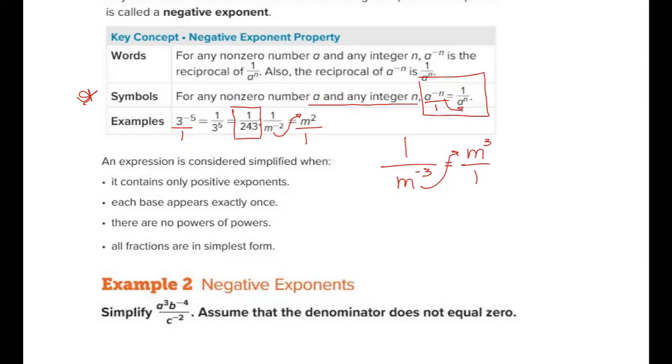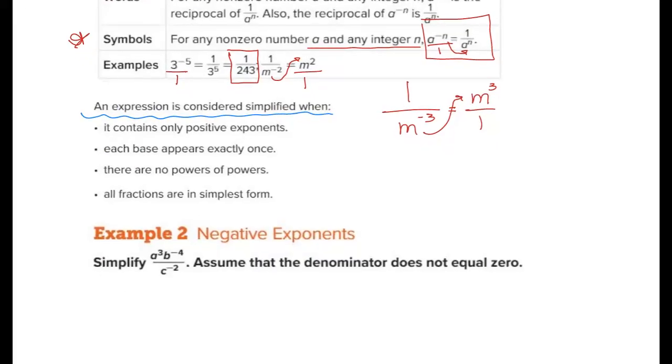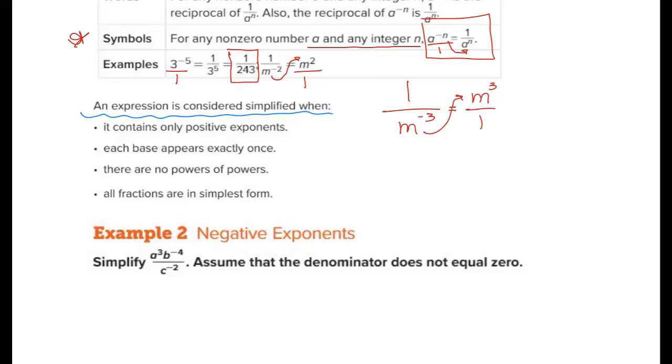All right, so all of these problems, we want to simplify them. We want them in simplest form. So these 4 statements are very, very important, okay? An expression is considered to be in simplest form when it only has positive exponents. You cannot leave an expression with negative exponents. So no negative exponents. Okay? If it says simplify, don't leave a negative exponent.